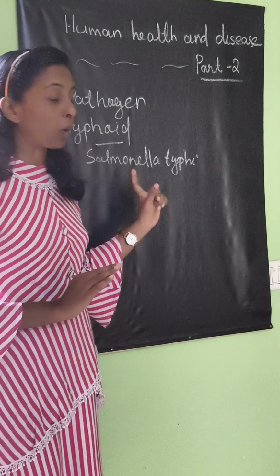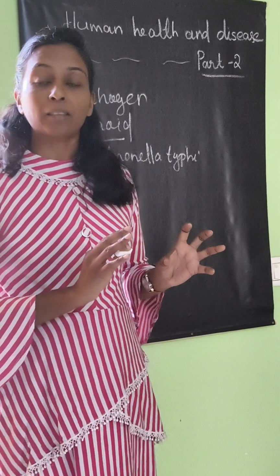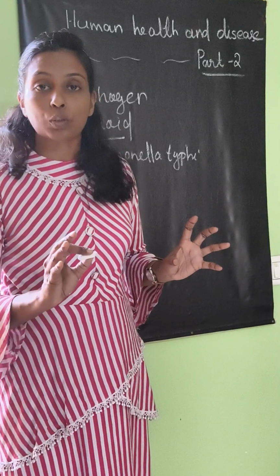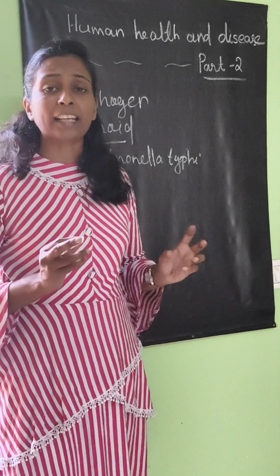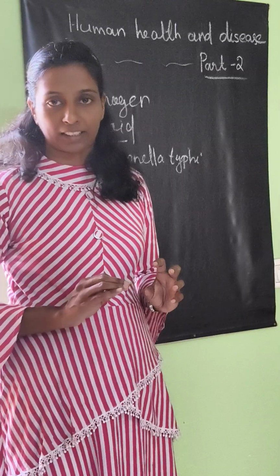The causative organism is Salmonella typhi, and through the blood it goes directly to the target organ, the small intestine. By contaminated food and water it can also reach the small intestine. What are the symptoms of typhoid? High fever, chillness, stomachache, loss of appetite, headache. It is transmitted through contaminated food and water.